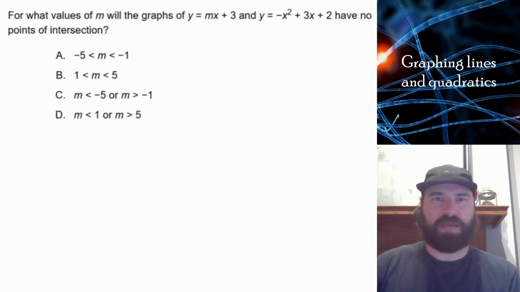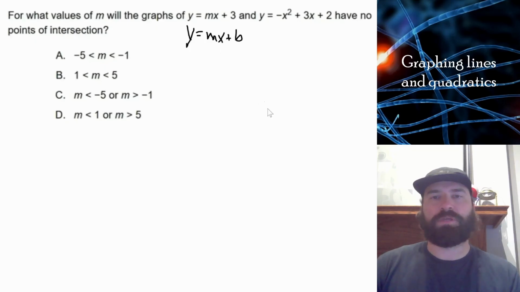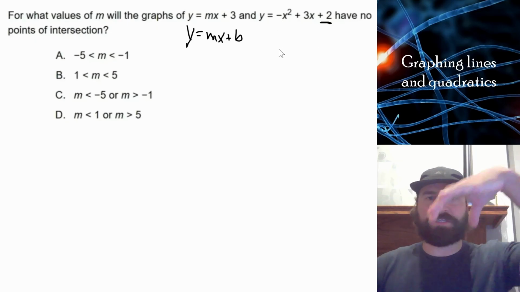So we have this m in here, which represents the slope in the equation of a line. So that's y equals mx plus b. Hopefully you've seen that before, where m is your slope and b is your y-intercept. And then this is just the graph of a quadratic equation in standard form. Standard form is going to tell you the y-intercept. So plus 2 is the y-intercept, and then the negative x squared tells us that the parabola is facing down.